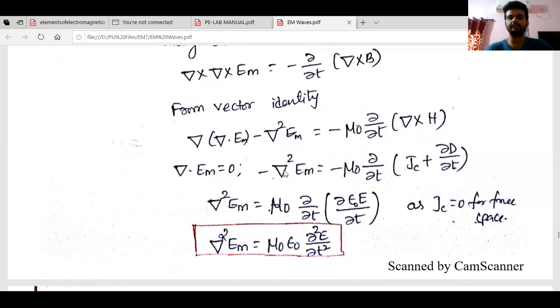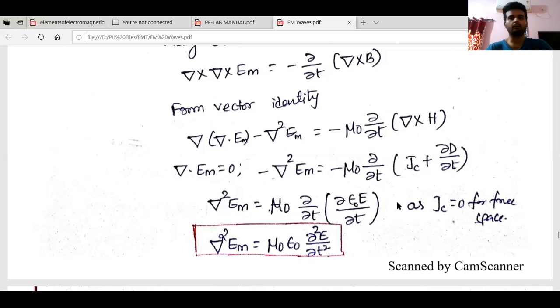So you can write minus del square E equals minus mu naught del by del t of J_C plus del D by del t. Just now I discussed, for time varying fields, del cross H will not be equal to J. It will be equal to J_C plus del D by del t. This is displacement current density and this is conduction current density. So you can write ultimately del square E equals mu naught into del by del t of del epsilon naught E by del t, because D equals epsilon naught E. You know already, D equals epsilon naught E. As it is free space, we are writing only epsilon naught.